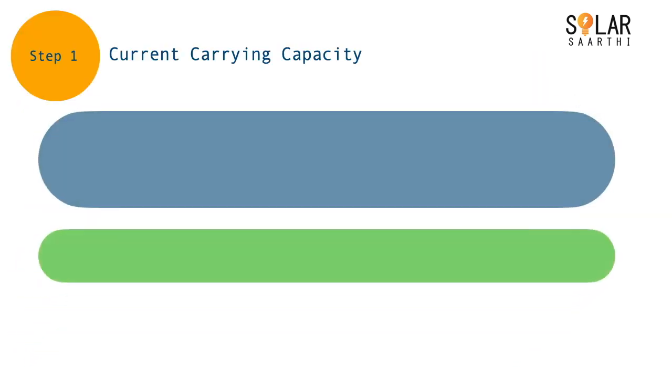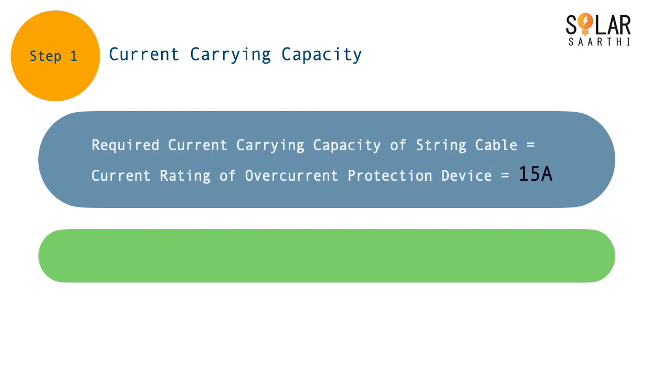So the very first step is to calculate the current carrying capacity of the cable, and from the data given by the design team we know that the overcurrent protection device is already installed or planned in the system. So the required current carrying capacity of the string cable is equal to the current rating of the overcurrent protection device, that is 15 ampere in this particular case. Now we need to check the available current ratings of the cables that are commercially available, so we have to check the data sheet of the DC cable.